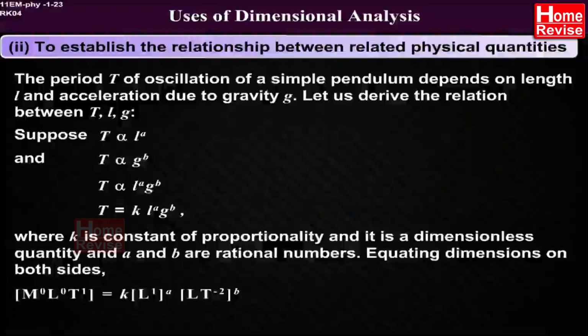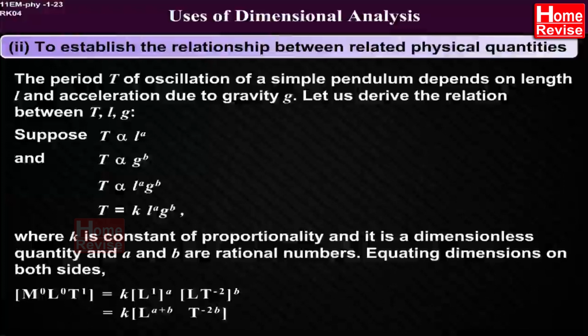Equating dimensions on both sides, dimensions of M^0 L^0 T^1 is equal to k into dimensions of L^1 raised to a into dimensions of LT^-2 raised to b, which is equal to k into dimensions of L^(a+b) into T^-2b.